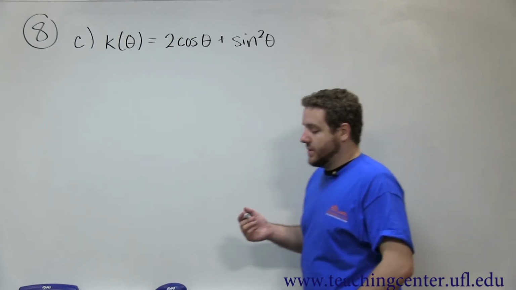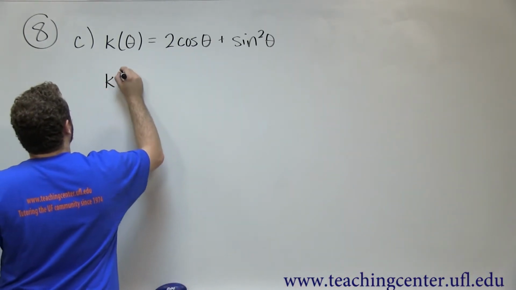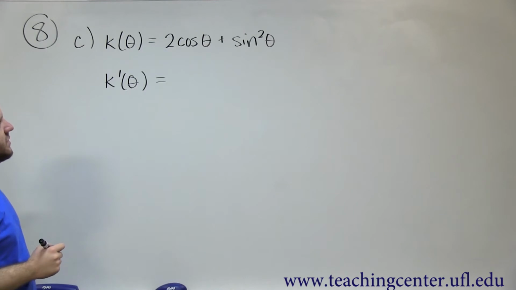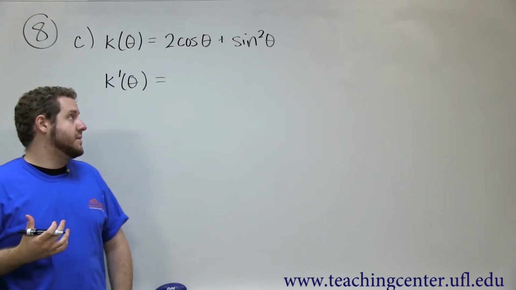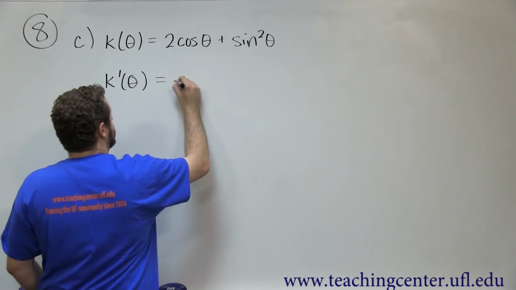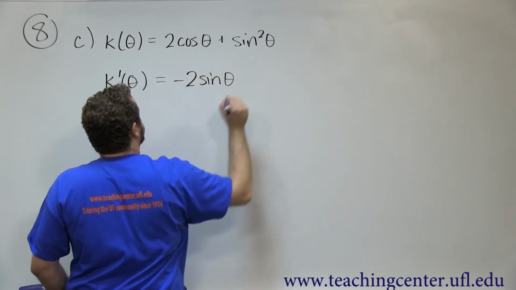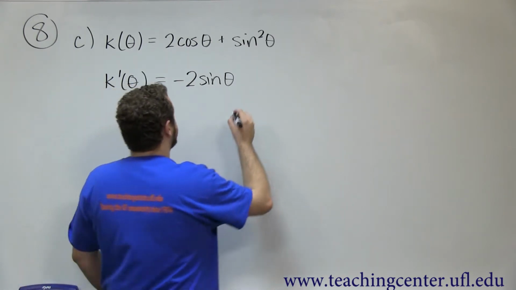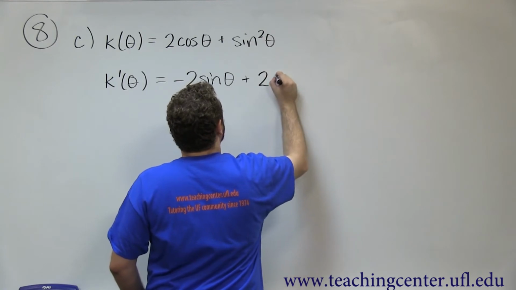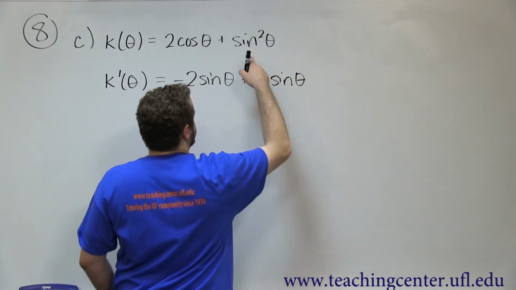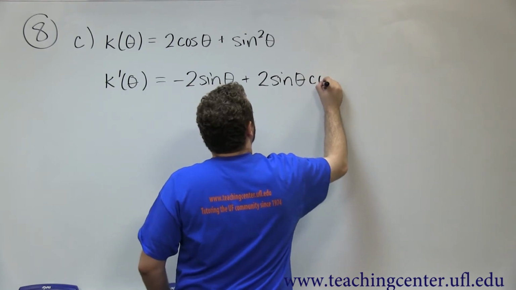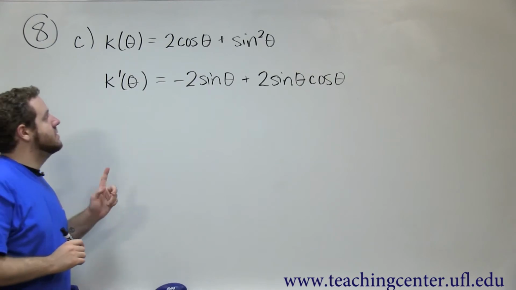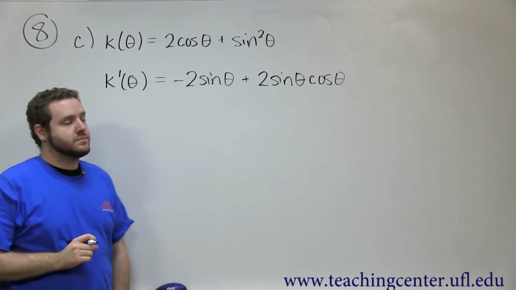So first, as always, we need to take our derivative and find k prime. So k prime, we're just doing our derivative here. These are just derivatives that you need to know, obviously. Derivative of cosine is negative sine. This is going to be negative 2 sine theta. The derivative of sine squared, you need to use the chain rule. So the derivative of anything squared is 2 times that. But then we have to multiply by the derivative of the inside, which is sine theta, which is cosine theta. So our derivative is right here, negative 2 sine theta plus 2 sine theta cosine theta.